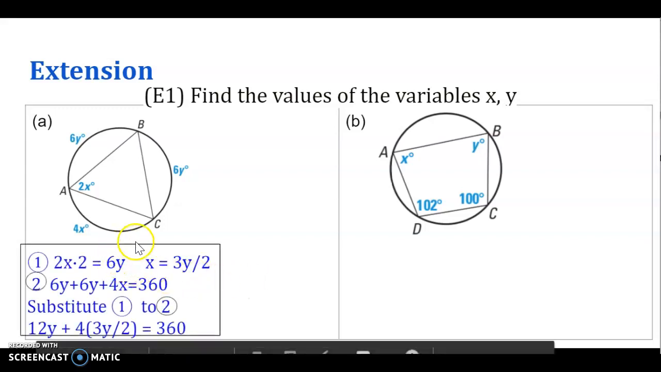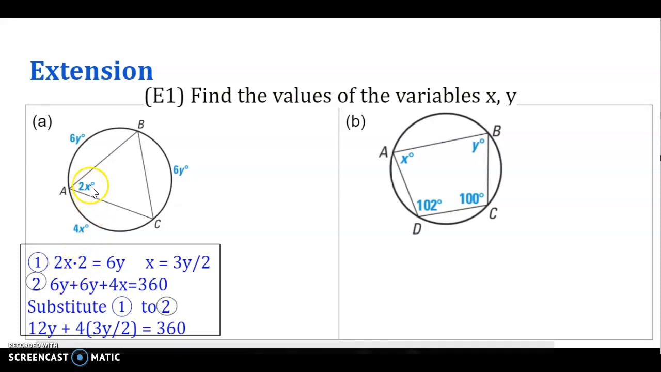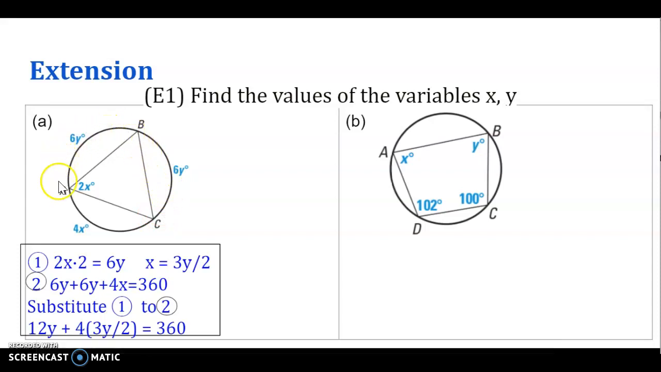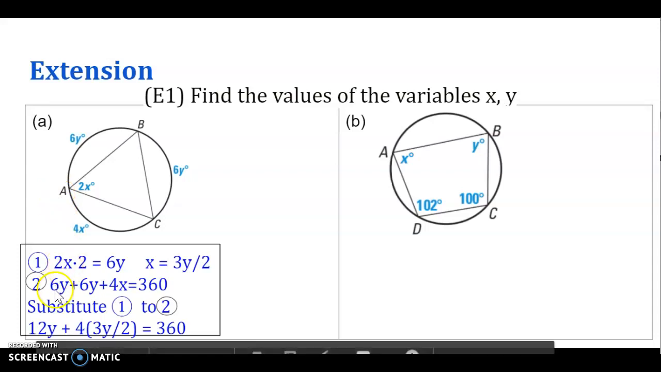Okay, here we go. We have two different relationships. 6y is 2 times 2x, because this is an inscribed angle to this arc. So we have one equation. And we also have another equation. All the arc measures must add up to 360 degrees. So 6y plus 6y plus 4x has to be equal to 360 degrees.